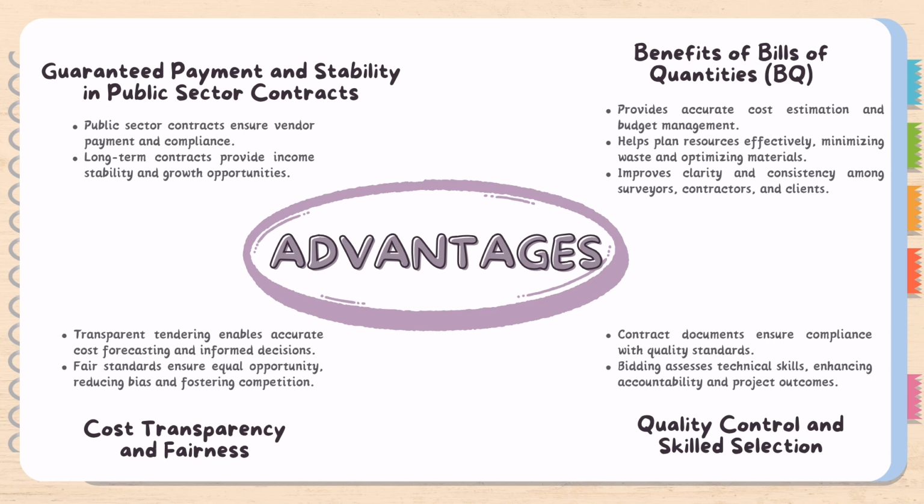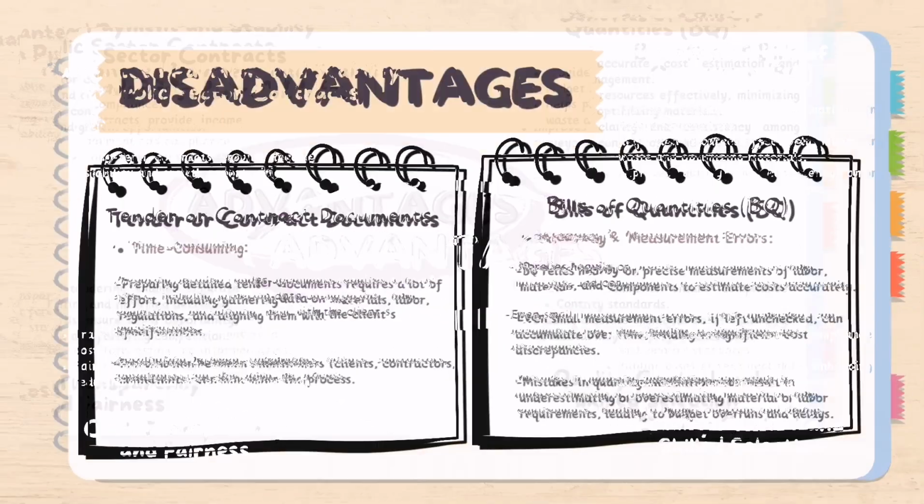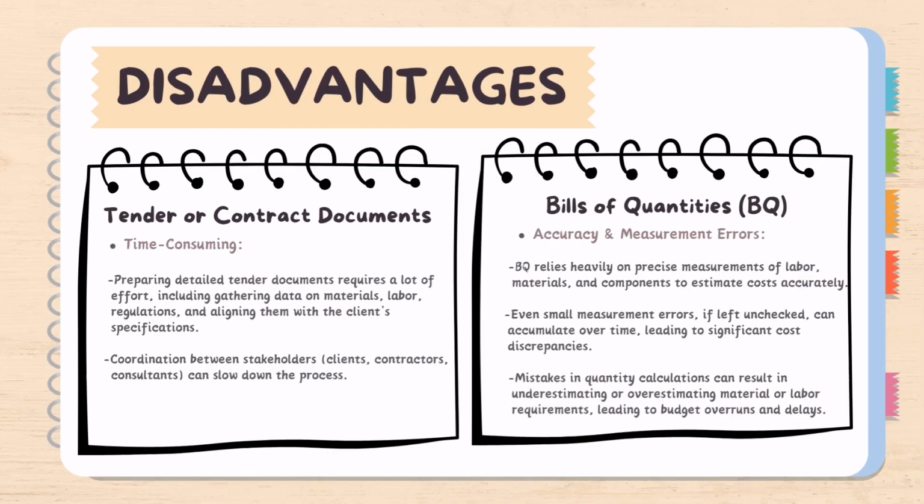The advantages of tender or contract documents and bills of quantities are numerous. First, public sector contracts guarantee payment and ensure compliance, providing vendors with income stability and growth opportunities. Second, transparent tendering allows for accurate cost forecasting, fair competition, and informed decision-making. Quality control is maintained through contract documents, which assess technical skills and enhance accountability. Lastly, bills of quantities provide precise cost estimates, aid in budget management, and help plan resources effectively, minimizing waste while promoting clarity and consistency among surveyors, contractors, and clients.